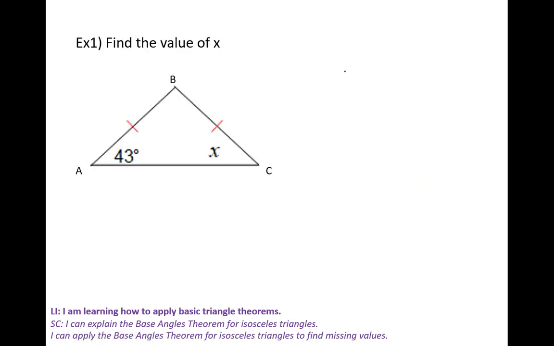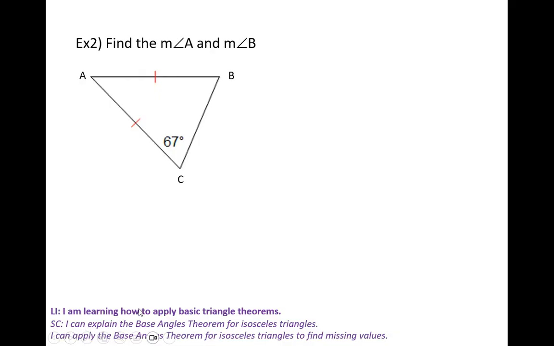Find the value of x. Well, I see two congruent sides, which means I have two congruent angles. So therefore, x must be 43 degrees. Next problem. Find the measure of angle A, and then find the measure of angle B. Oh, it says and. Measure of angle A and B.